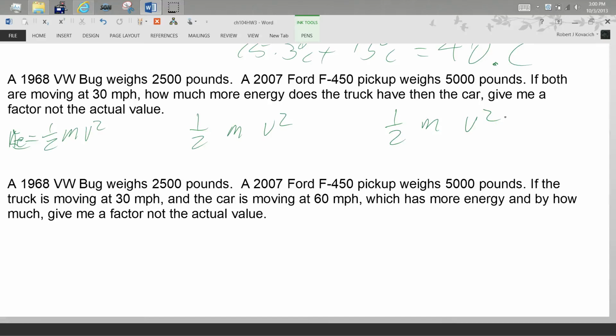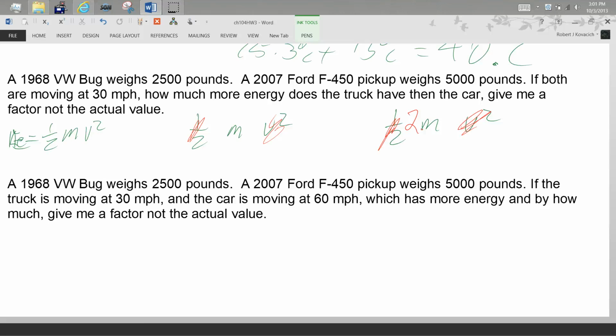What can I get rid of right off the bat? How about get rid of the half? They both have the constant of 0.5, so let's get rid of that right away. So now I'm still comparing these two equations, and I'm looking at this velocity and this velocity, but the velocities are the same, right? So we can also cancel that out. Now I'm comparing just the masses, and this one's mass is twice the other one's mass. So then what's the kinetic energy difference between the truck and the bug? The truck is double the kinetic energy.